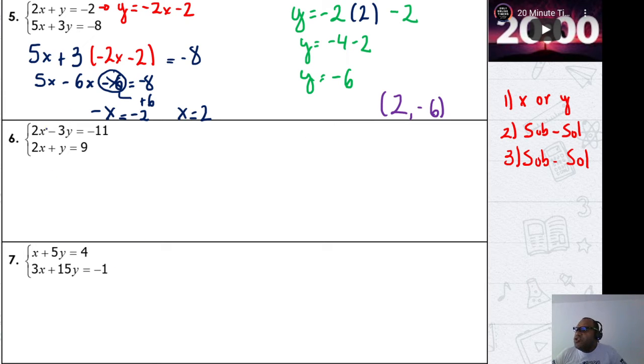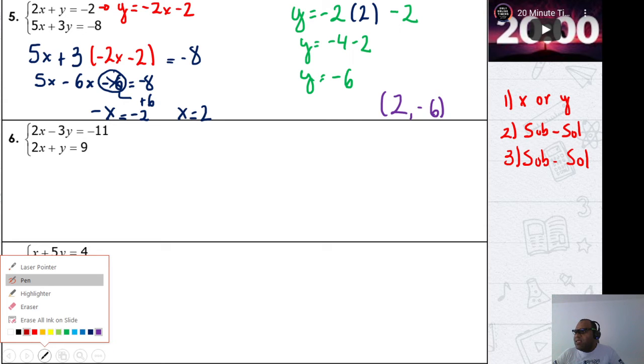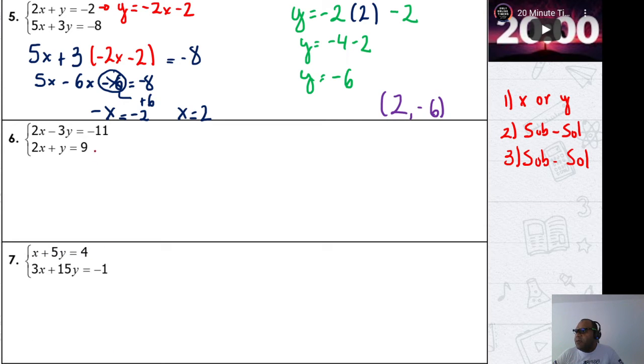Number 6, guys. We have over here 2x minus 3y equals 11. And the other one, 2x plus y equals 9. Let's solve the second one, guys. Why the second one? Because it's easiest to see. It's easy to solve for y over here, and then we substitute into the other one. Let's pick this one. Let's solve for y. 2x, I move it by its opposite, negative 2x. It is y equals negative 2x plus 9.